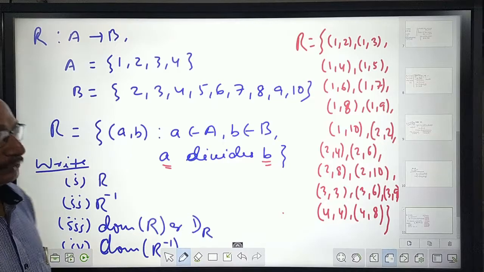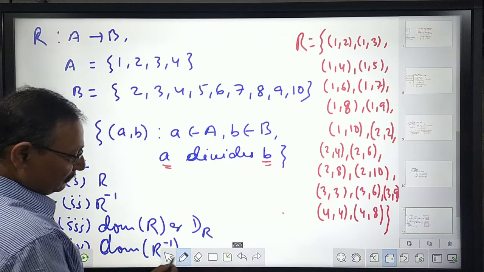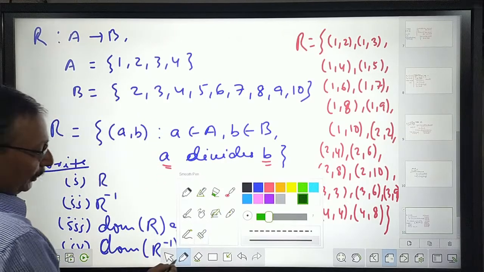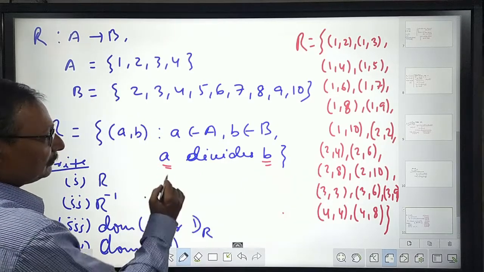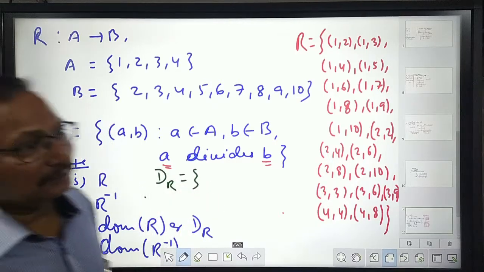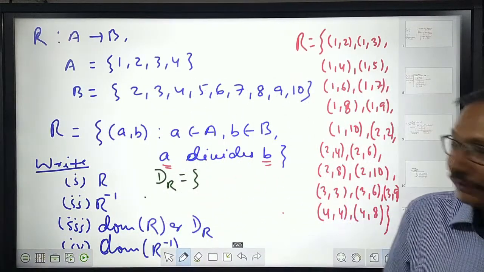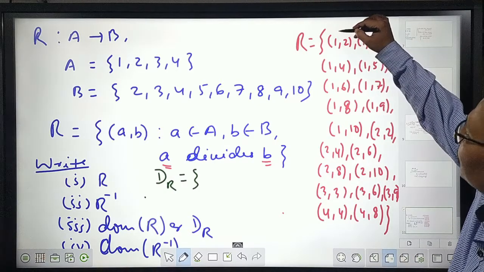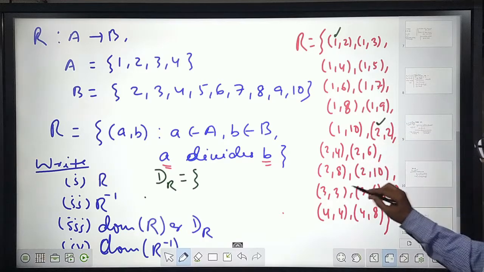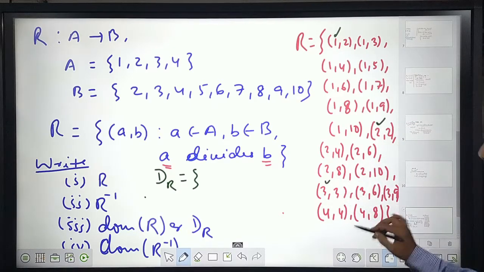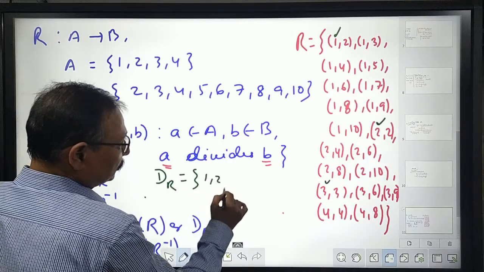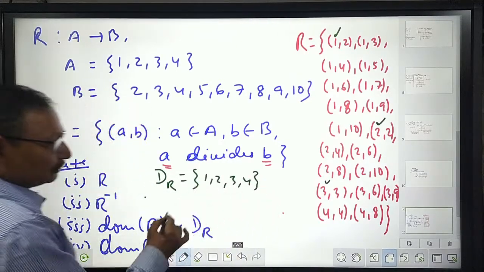So now think about the domain of this set. What will be the domain of R? Clearly, the collection of the first elements of these pairs, that is 1, 1, 1, 1, 2, 2, 2, 2, 3, 3 and 4. So the domain of R is the set {1, 2, 3, 4}.